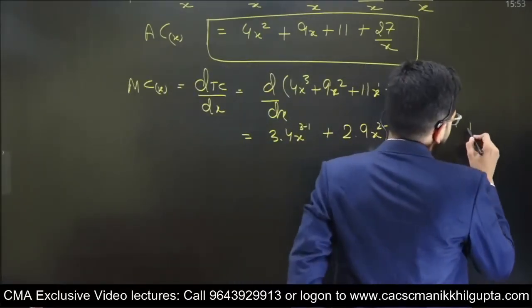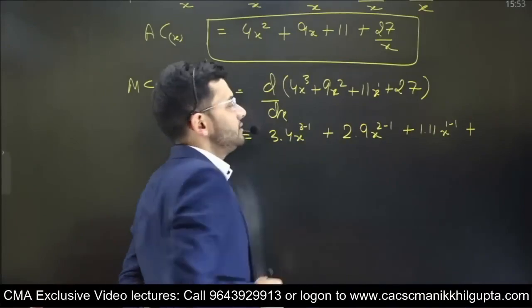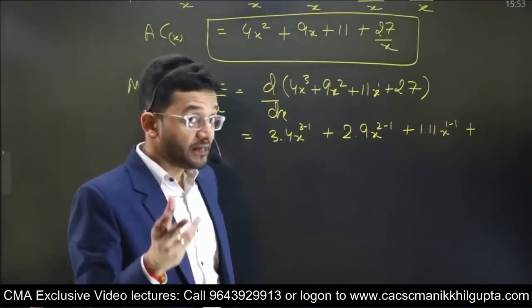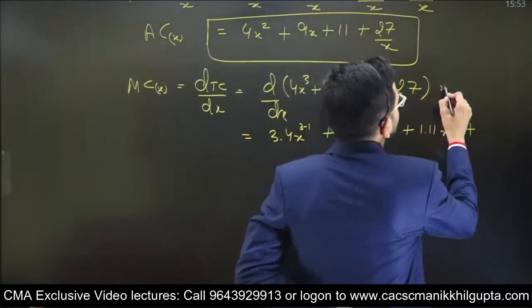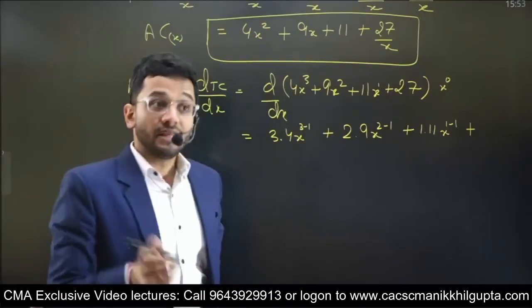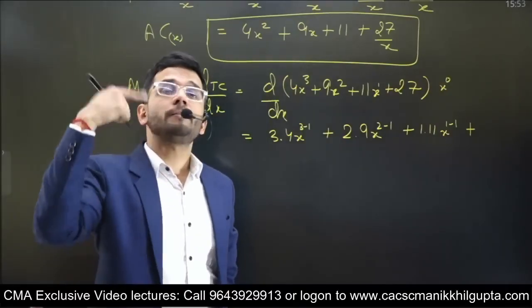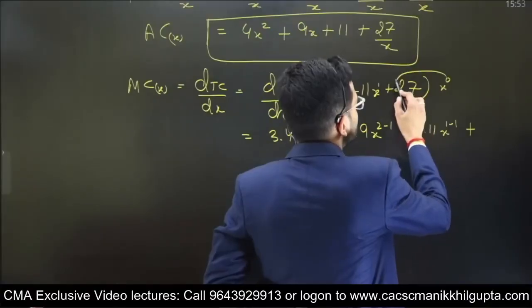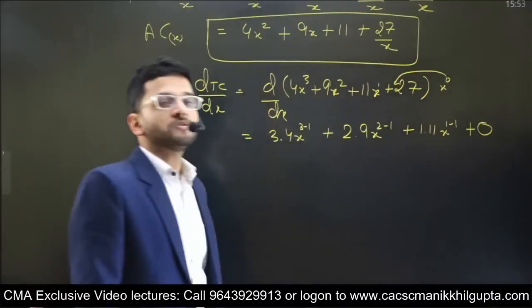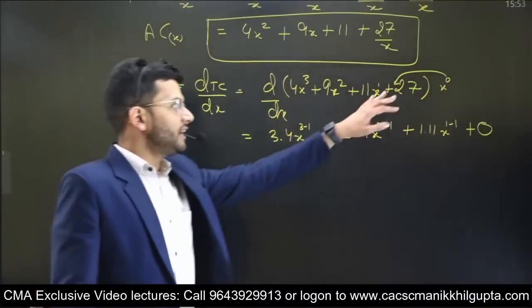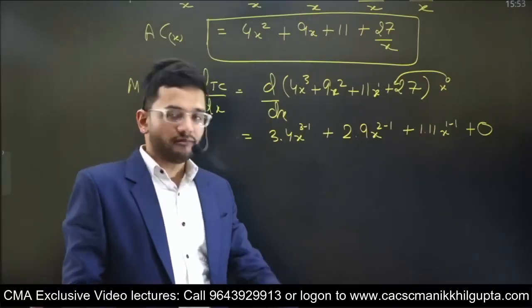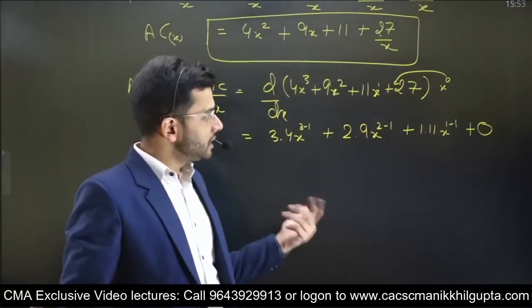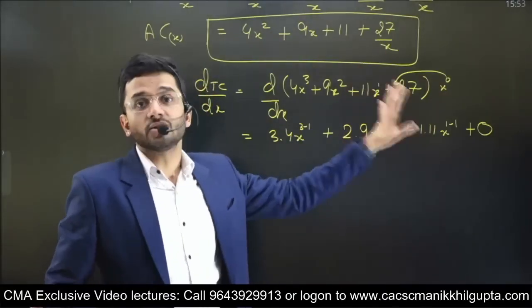Okay, last is 27. So 27 doesn't have an x with it, which means there is an x with it with 0 power. X raised to the power 0 is 1. What are we going to do? We are going to multiply this 0 with this whole digit, which means this digit becomes 0. So the differentiation of any number which is without x is always 0.